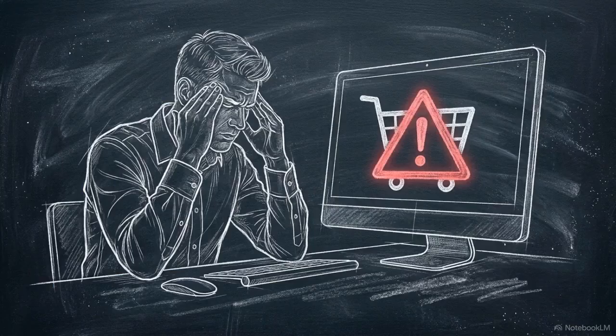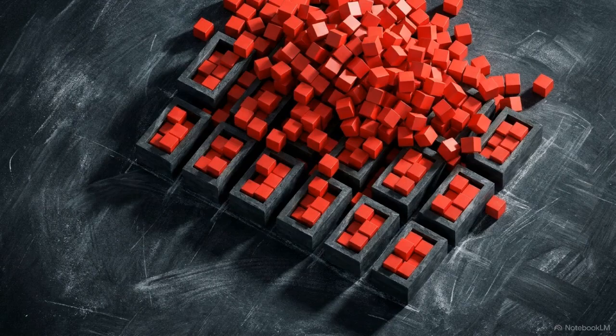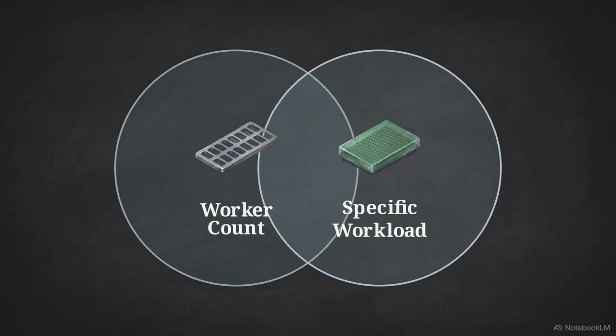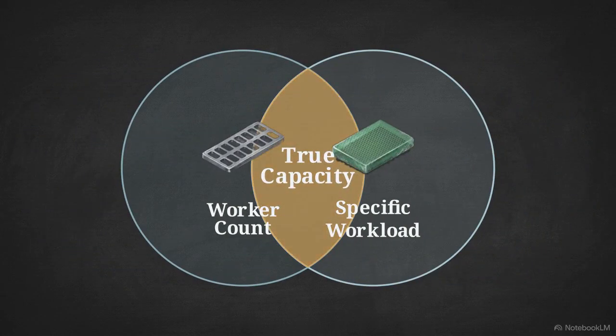Store owners frequently blame their checkout plugins for failing during sales events. The math proves the plugins aren't broken. A 100% bypass rate is simply overwhelming the available workers. Concurrency capacity is never dictated by your hosting tier in isolation. It is defined by the mathematical intersection of your worker count and your specific workload.